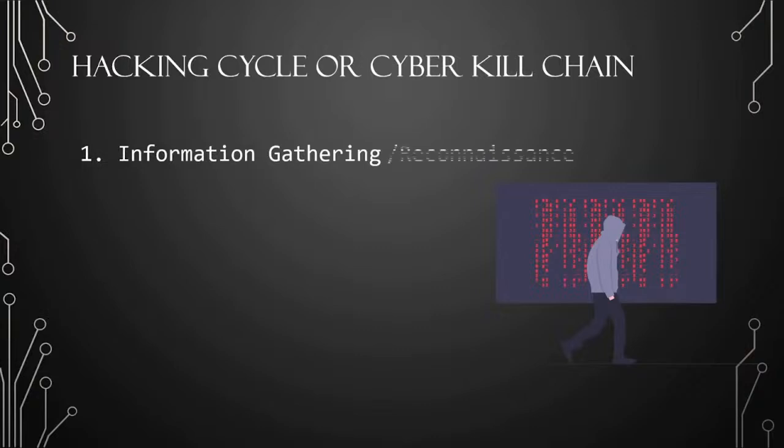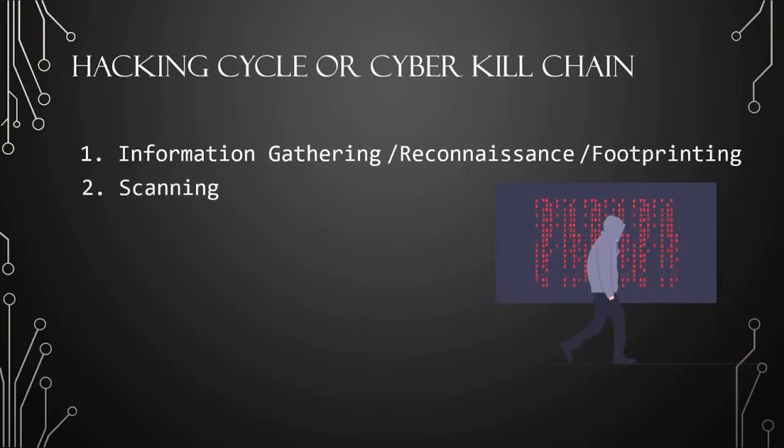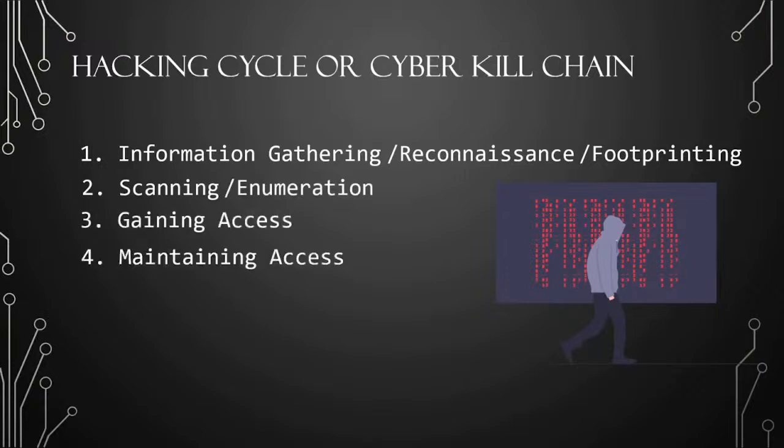They can also call it reconnaissance or footprinting. Second step is known as scanning. It can also be referred to as enumeration. Third step is gaining access. Fourth step is maintaining access. And the last step is known as reporting or clearing traces.